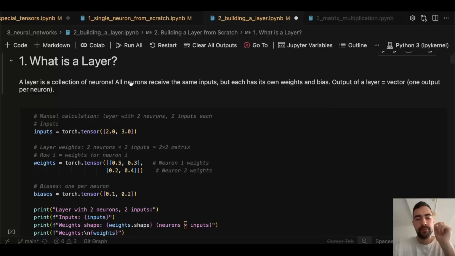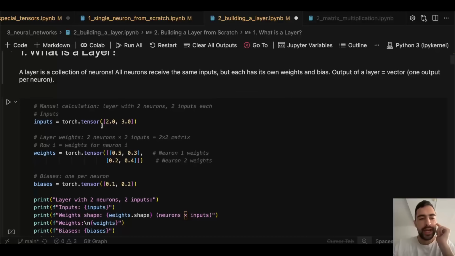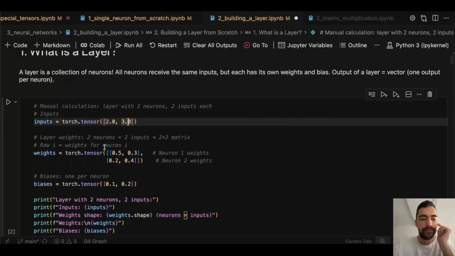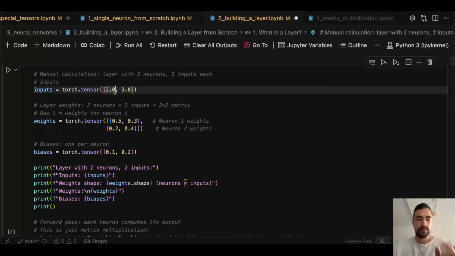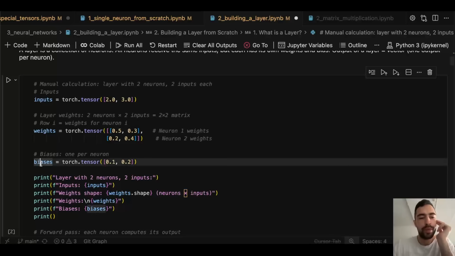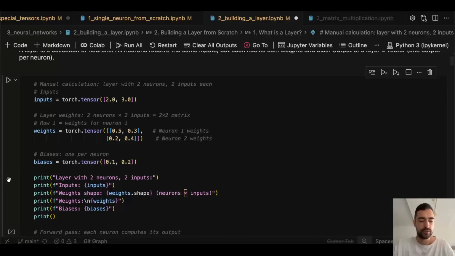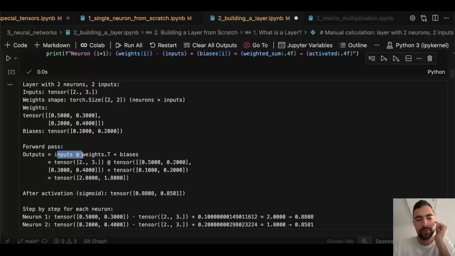Now let's see how to combine multiple of these neurons, not just one, into a neural network layer. So again, we will have input 2, 3, let's say, but then we will have two neurons. The first neuron is this one, 0.5, 0.3, and the second neuron is 0.2, 0.4. So you see that it has weights for each of the inputs. And we will have two biases, one for each of the neurons. And the forward pass is the matrix multiplication between inputs and weights transposed. I explain matrix multiplication in math and PyTorch fundamentals, but you can also check how it works, but you need to transpose weights here.